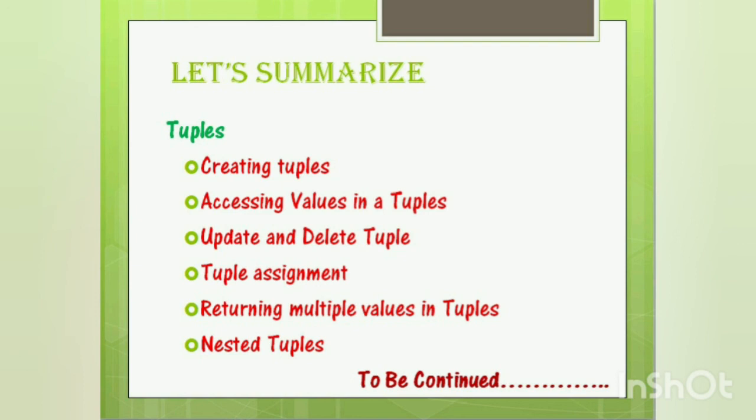The next one is tuple assignment. Tuple assignment is a powerful feature in Python. It allows a tuple variable on the left of the assignment operator to be assigned the values on the right side of the assignment operator. The next one is returning multiple values in tuples. A function can return only one value at a time, but Python returns more than one value from a function. The next one is nested tuple. In Python, a tuple can be defined inside another tuple, called nested tuples.